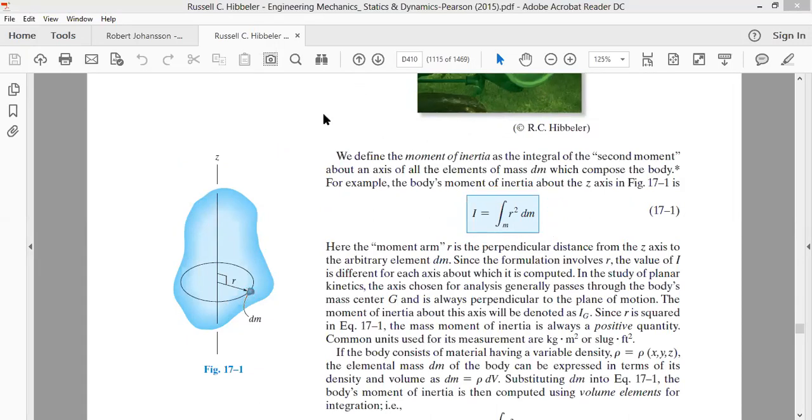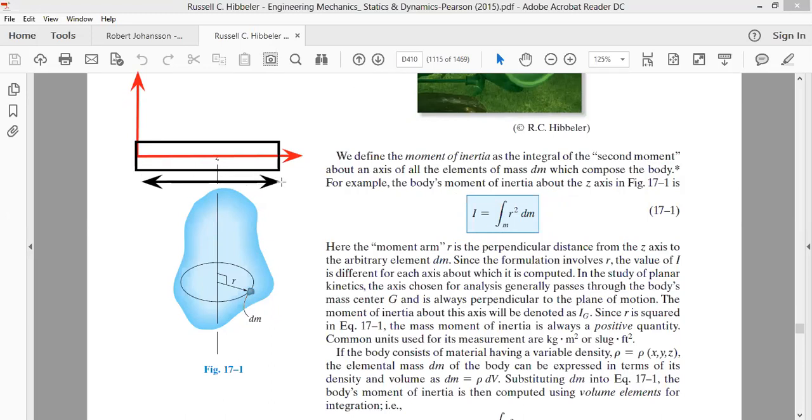Say for example, we have an x-axis. Let's treat this to be our y-axis. Let's suppose we have a rod of length L. The length of this rod is, say for example, L. Its area of cross section is negligible as compared to its length.